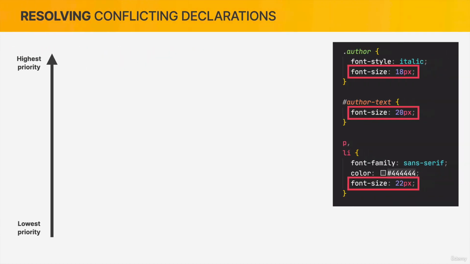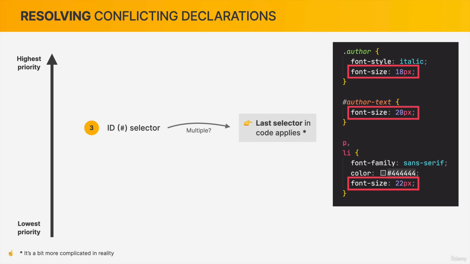So when there are multiple declarations for the exact same element, such as we have here in our example, then what matters are the selectors. So the highest priority for now are the ID selectors. So that means if there is any ID selector, then that is the rule that is going to be applied. Now, if there are multiple ID selectors, then it is the last of those selectors that gets applied.